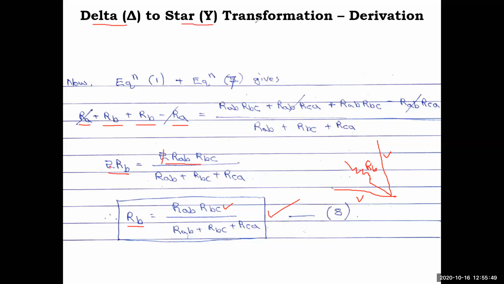Now similarly, having the equations of equation 5, 6 and 8. What are equations 5, 6 and 8? They are the equations of the Y network: RA, RB and RC. So equations 5, 6 and 8 will give you RA, RB, RC. These are the Y network. Now we have to convert it into a delta network. That means what we need to find now is the equations for RAB, RBC, RCA. So that is what we'll do next.